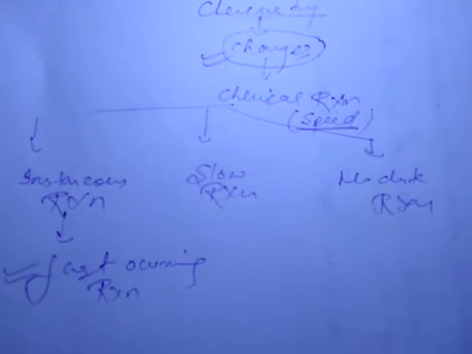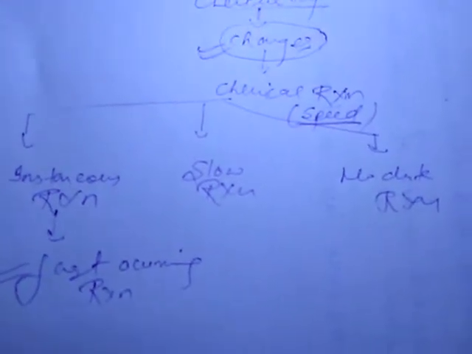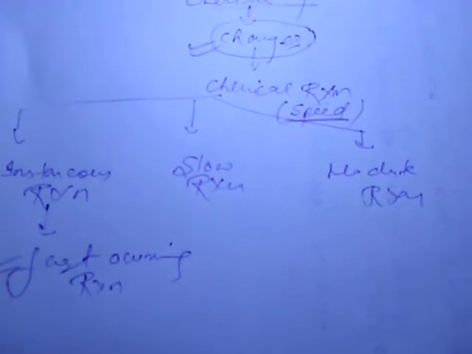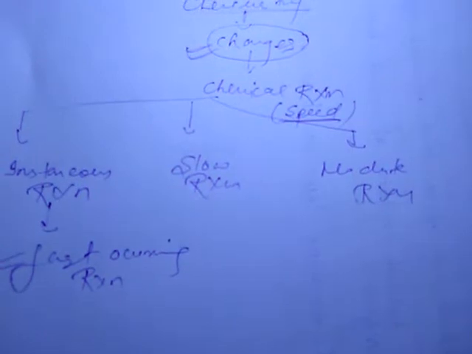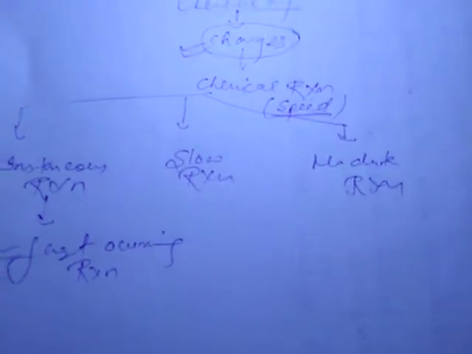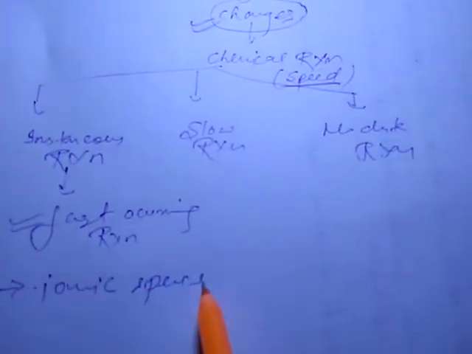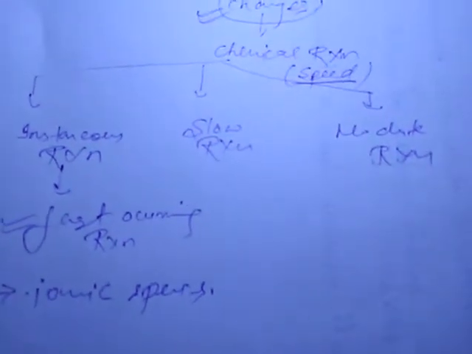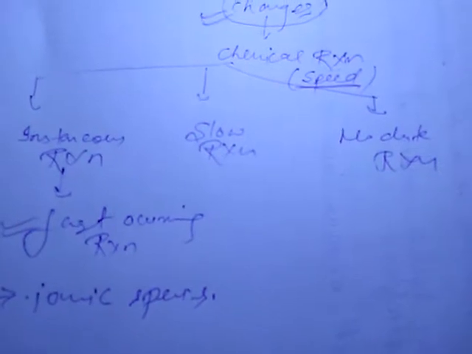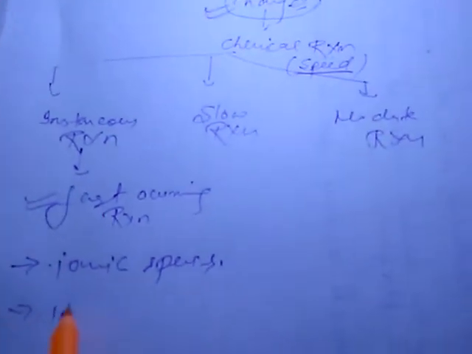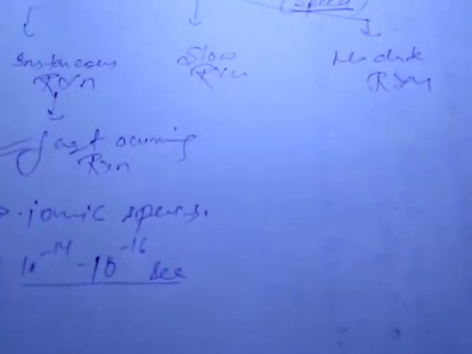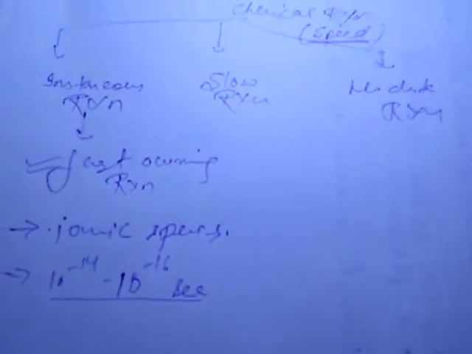These reactions basically involve ionic species, meaning these reactions take place between ions. The duration of completion of this reaction is very, very small. It takes 10 to the power minus 14 to 10 to the power minus 16 second. This much less time is taken in the completion of this reaction, so we can imagine the rate of this reaction. This reaction occurs at a very fast rate.